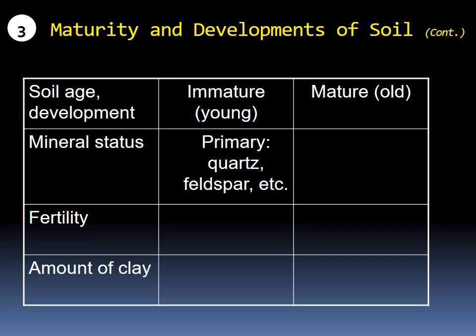So usually a young soil is more predominant in primary type minerals like quartz, feldspar, and others. However, when the soil becomes mature, its mineral content changes and develops to a more stable form. They are basically changed with the chemical and the physical weathering, especially the chemical weathering, from primary type minerals to secondary type minerals. That's why in a mature soil you would find more secondary minerals like smectite, illites, etc.